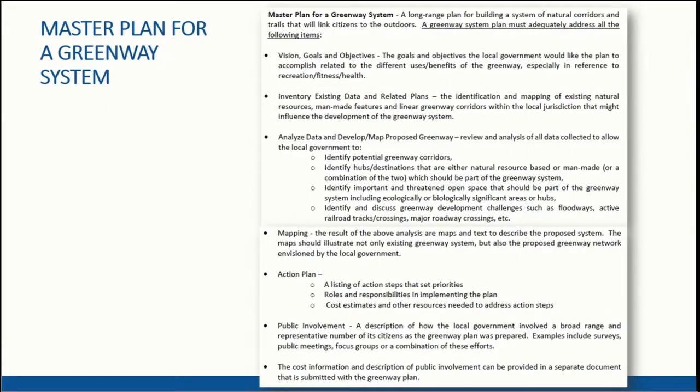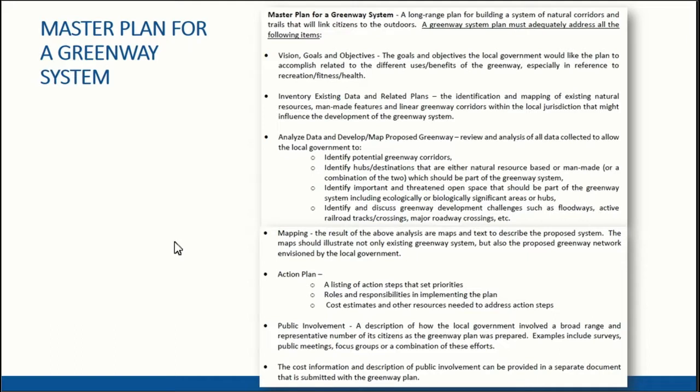The master plan for a greenway system has similar requirements for submitting documentation of that plan, either digital or paper copy. If adopted, include that. But these are all the components that are required for a greenway system plan. It must adequately address all of the items. So again, like on the other planning documents, if anything is missing, you will not get points for that.